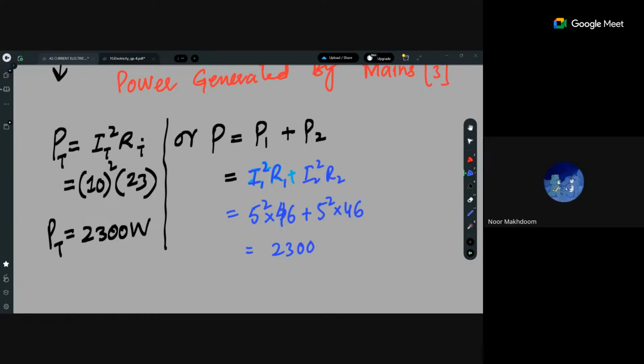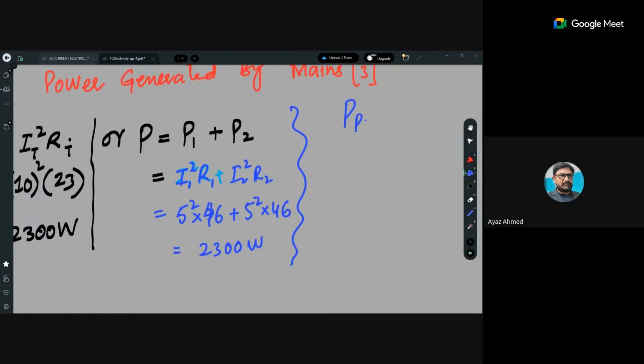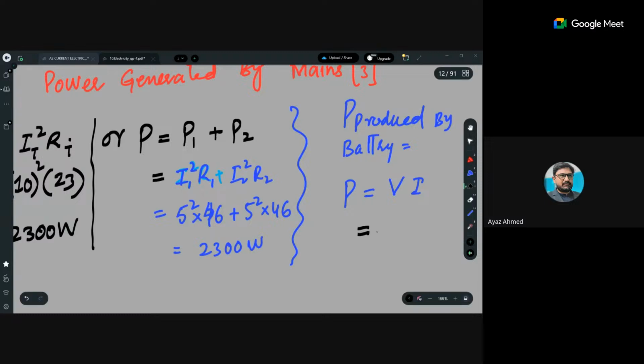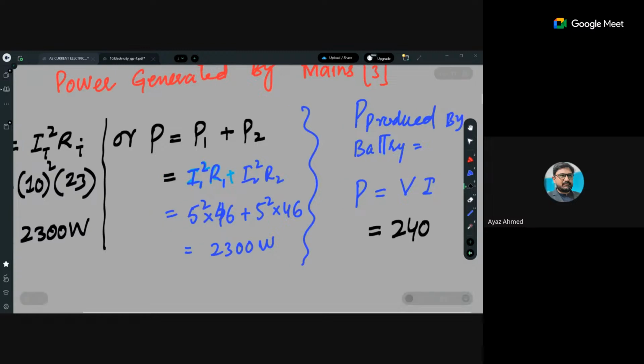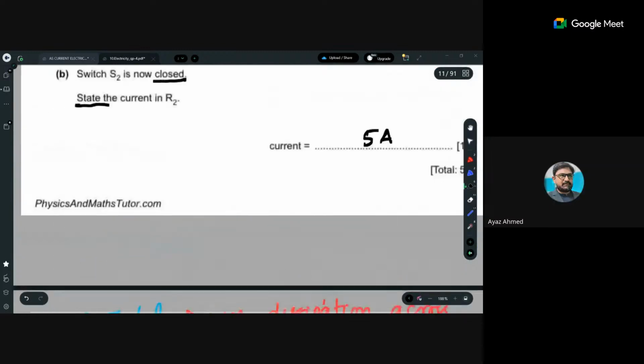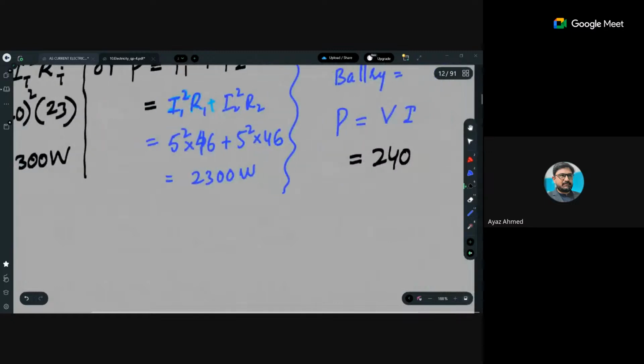Is it? Yes. And the power generated by the battery, power produced by the battery, that is V times I. You will not use the I squared R formula because you do not have the resistance of the battery. Sorry, you will use the VI formula. So what is the voltage of the battery? 240. Sorry, 230. How much is it? 230. Okay, that is 230.